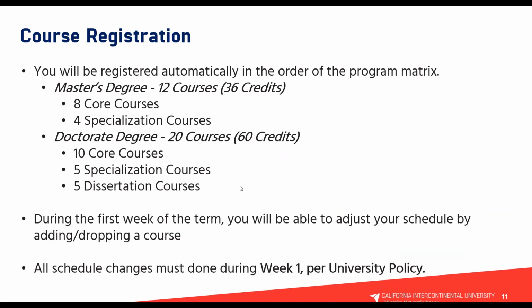All right, let's talk a little bit about course registration. You will be registered automatically in the order of the program matrix of your program. For master's degree students, the program is 12 courses or 36 units. That program consists of 8 core classes and 4 specialization courses, a total of 12. For doctorate students, your total is 20 courses and 60 credits. Your program is broken down into 3 sections: 10 core courses, 5 specialization courses, and then 5 dissertation courses. For doctorate students, all of these 15 courses will impact GPA. You will have specific attendance.